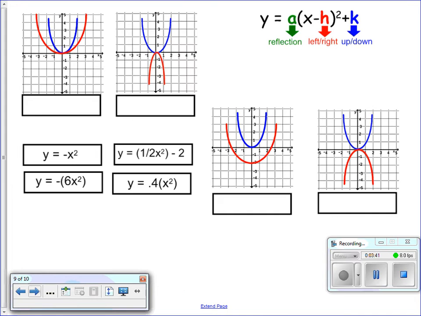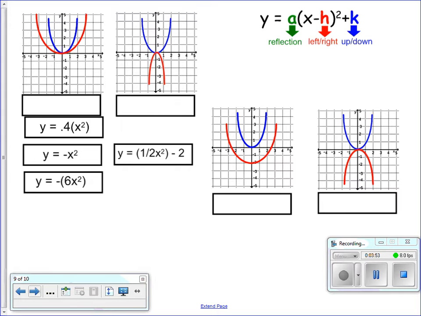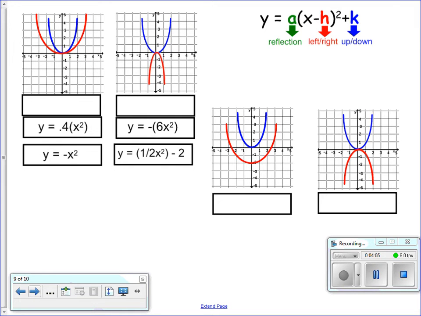So let's look at these. This first one, we can see from the parent graph it's getting wider, and that's really the only thing it has done is get a little wider. So that means it has to be a fraction, which is that one. The second one, it's a reflection, but it's also getting a little thinner. So that's going to have to be this one, because it has a negative and it's got a whole number there, which means it's getting thinner.